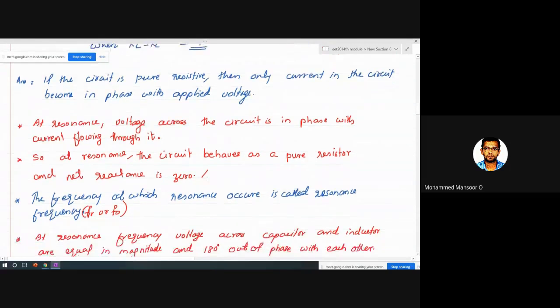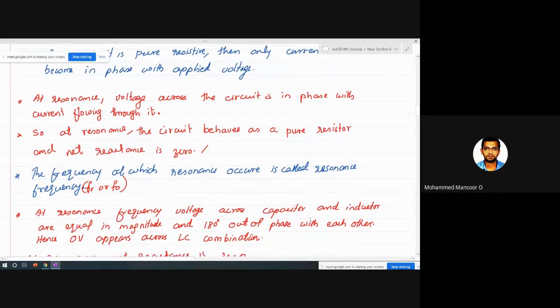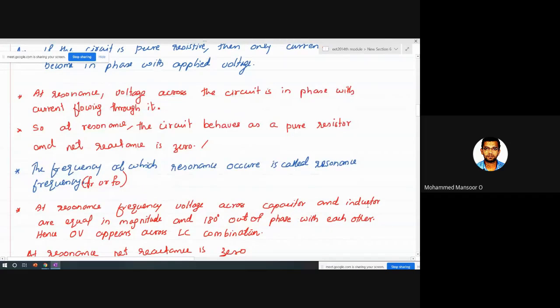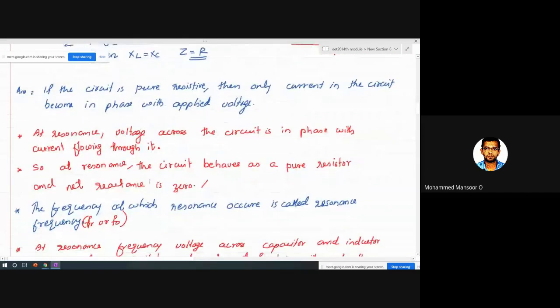Let's derive that first. At resonance frequency, we have already said the voltage across the capacitor and the inductor are equal in magnitude and 180 degrees out of phase with each other. Hence 0 volt appears across the LC combination. When we consider the LC combination, suppose here we have 100 volt and here minus 100 volt. When we apply KVL, 100 minus 100, what happens? The net voltage becomes 0. That is the indication of this.